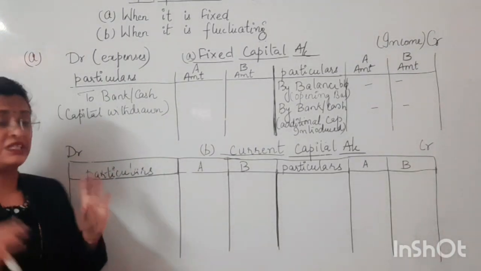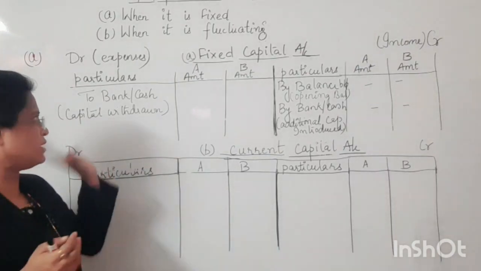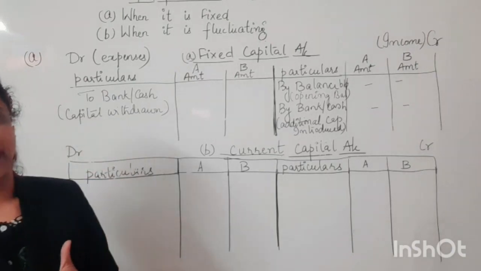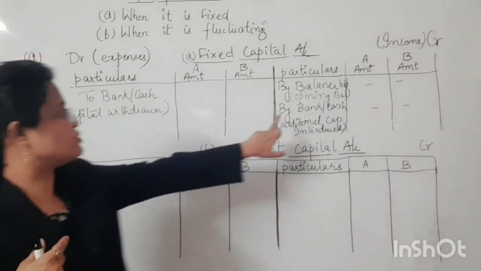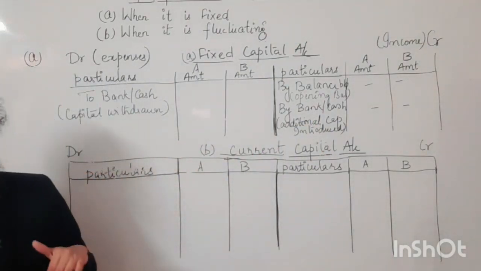Okay, so if you are assuming that the capital has been withdrawn in the form of the bank, just write only bank, or if we are assuming that the capital is withdrawn in the form of cash, just write only cash. Same situation is here, don't write two things together. You will be writing either the bank or the cash.